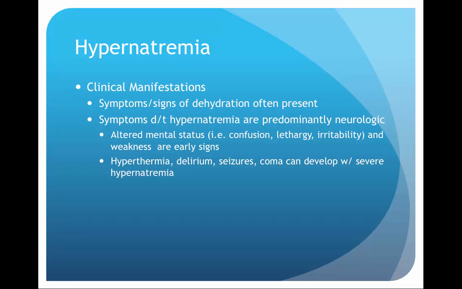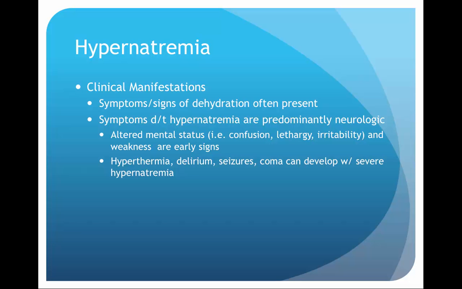Clinical manifestations of hypernatremia are the same regardless of the underlying etiology. Signs and symptoms of dehydration are often present. Symptoms of hypernatremia are predominantly neurologic. This is because the hyperosmolality of the serum creates an osmotic gradient between the extracellular fluid and the intracellular fluid, leading to the loss of water from the intracellular compartment into the extracellular compartment. This leads to cellular shrinkage and predominantly results in neurologic symptoms.